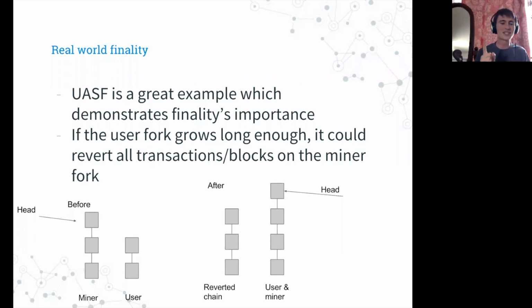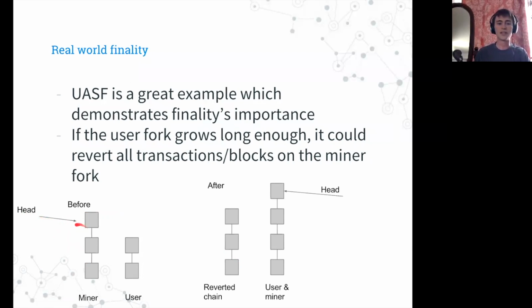So this is a point where I welcome people calling me out, because I haven't looked into the implementation of UASF. And UASF is the user activated soft fork in Bitcoin. It's this thing happening August 1st, whatever. But from what I heard from someone in passing, if the UASF chain were to grow larger than the normal chain, it could be reverted. So these diagrams kind of illustrate it.